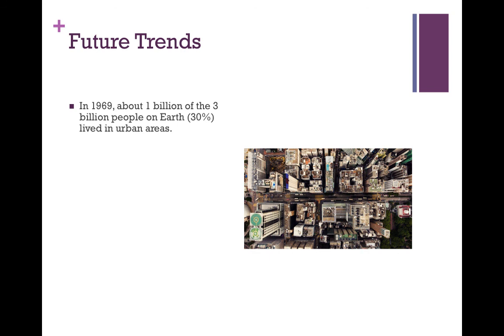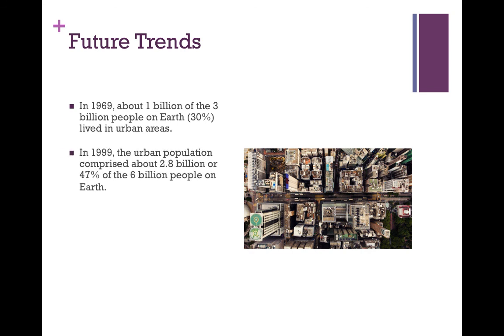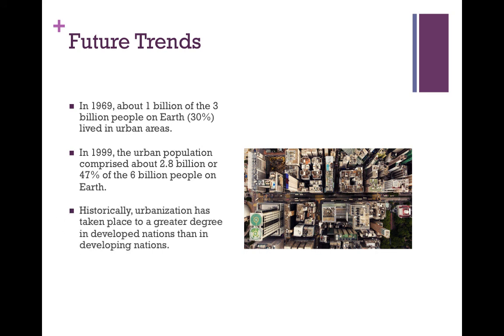In 1969, about 1 billion of the 3 billion people on Earth, that is 30%, lived in urban areas. In 1999, the urban population comprised about 2.8 billion, or 47% of the 6 billion people on Earth. Historically, urbanization has taken place to a greater degree in developed nations than in developing nations. It is now taking place in developing nations as well.